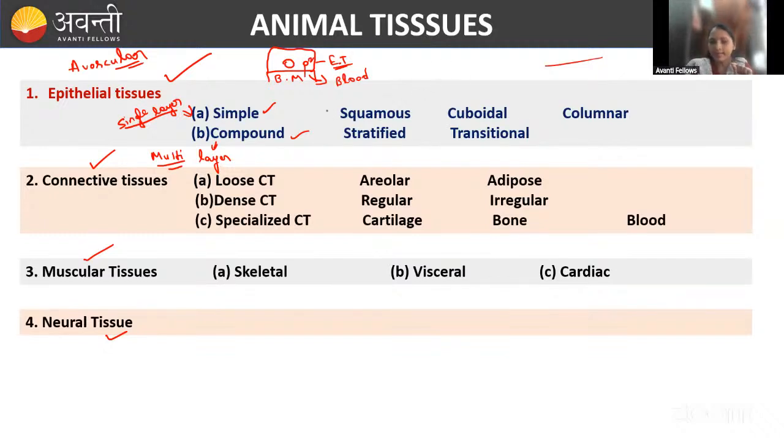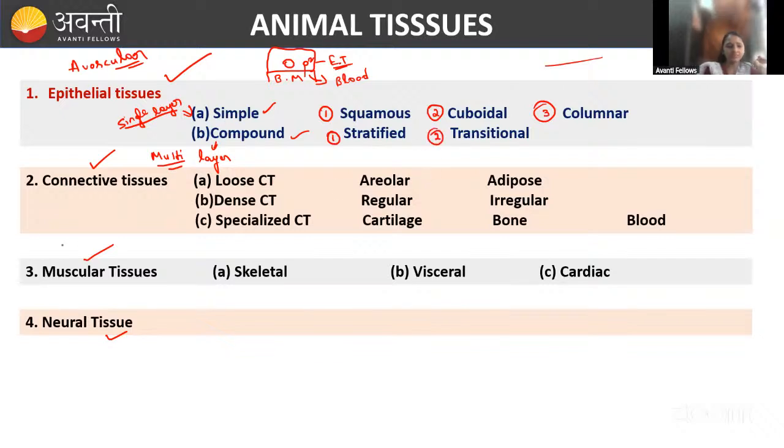Then coming to the simple, which is the single layer, there are 3 types. First one is the squamous epithelium. Second one is the cuboidal. And third one is the columnar. Remember, guys, I will go through this in detail in the coming slides. In the compound, we'll study 2 things: one is stratified and the second one is transitional.